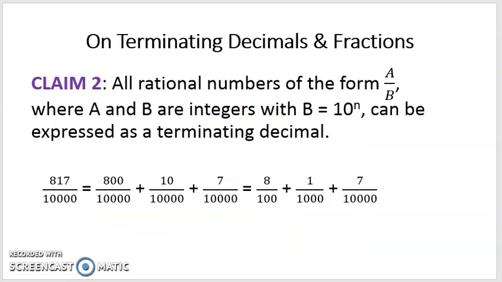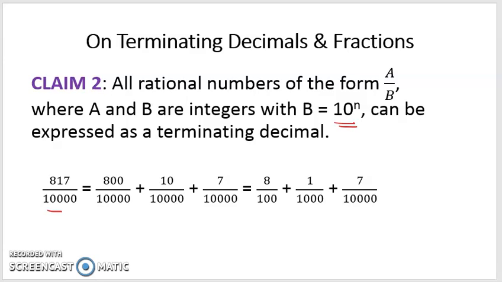Claim number 2 about terminating decimals is basically the opposite of claim 1: all fractions a over b, where b is some power of 10, can be written as terminating decimals. In claim 1 we said all terminating decimals can be written as a fraction where the denominator is a power of 10. This is just the reverse. All fractions with a power of 10 in the denominator can be expressed as terminating decimals.